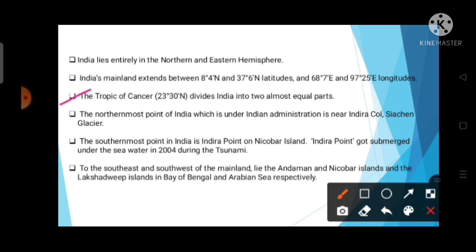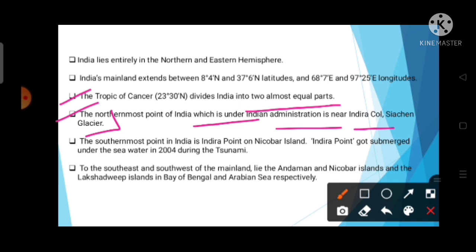Third point is the Tropic of Cancer, which is an imaginary line, the value of which is 23 degree 30 minute north latitudes, divides India into 2 almost equal parts. That means Tropic of Cancer passes almost through the middle of the country. The northernmost point of India, which is under Indian administration, is near Indira Col, that is Siachen Glacier. So we have to remember that India's northernmost point is Indira Col.